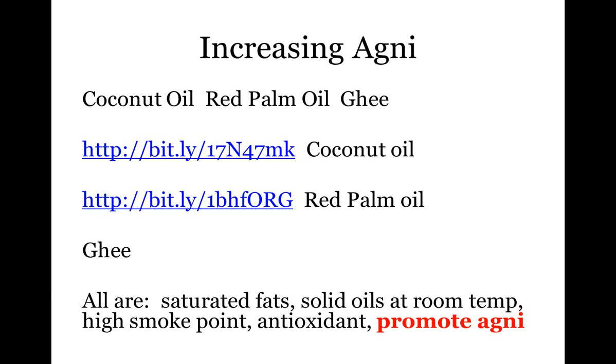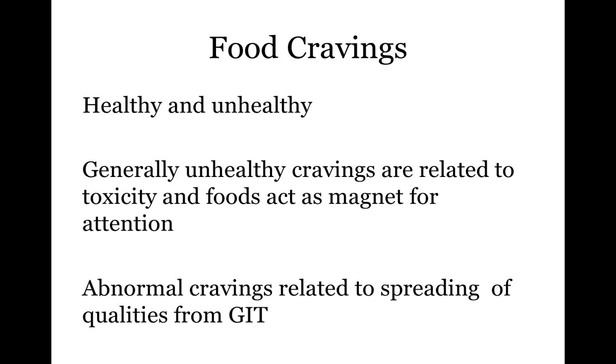Red palm oil also comes from desert climates, hot climates, and therefore would be soothing and cooling and pacifying to the hot quality. And ghee, which is essentially the oily essence of butter, is free of the trans fats. It has saturated fats. It tends to have antioxidant properties. And lastly, like its cousins, coconut oil and red palm oil, it tends to promote Agni.